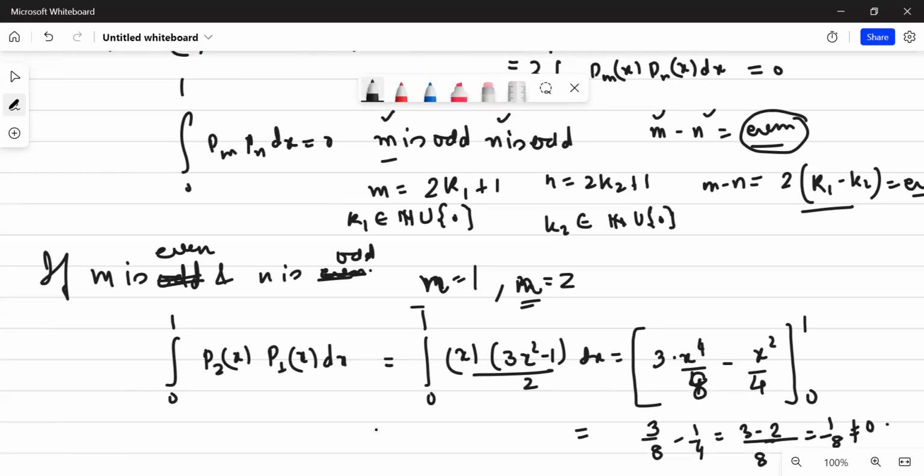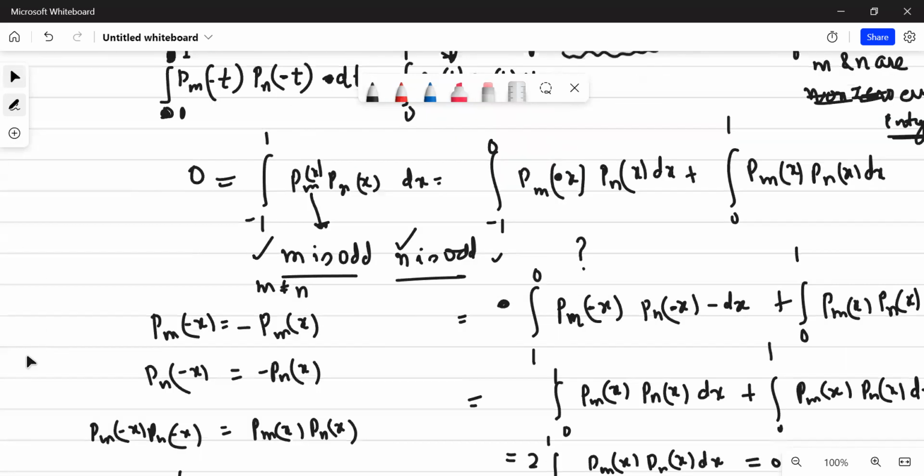Let me check if there's some mistake. I don't think there's a mistake. Again, let us see. So this is 3x cube, when I take 1 upon 2 outside, if I integrate 3x cube, I'll get 3x to the power 4 upon 4 minus, what was the integration of x? x square. Right, so we are right, I guess. In any case, understand this is non-zero.